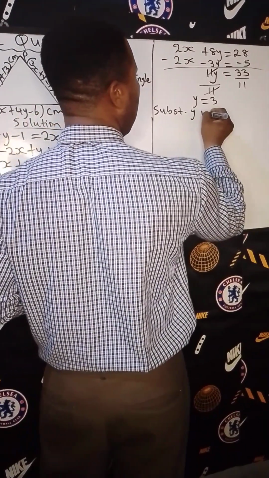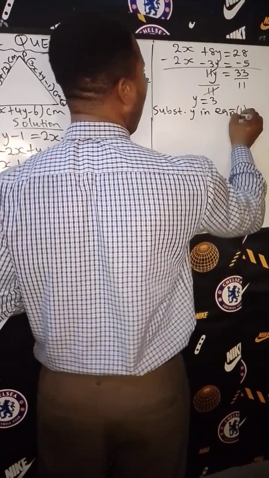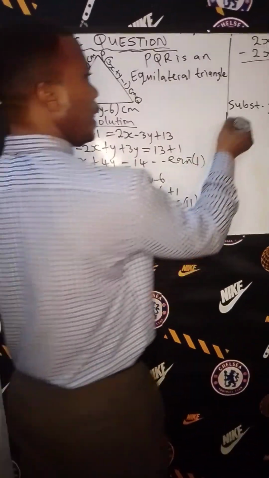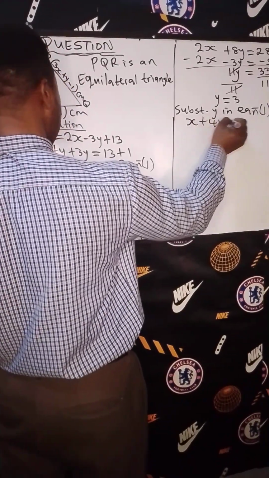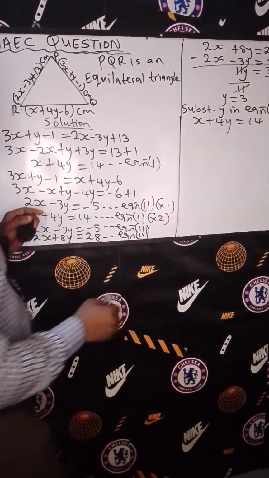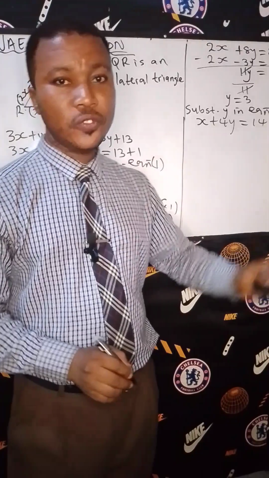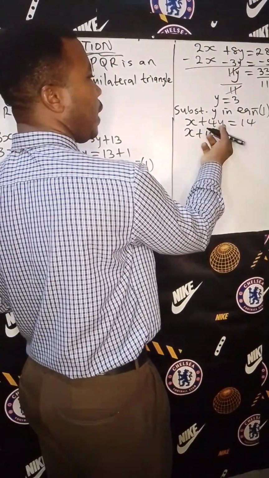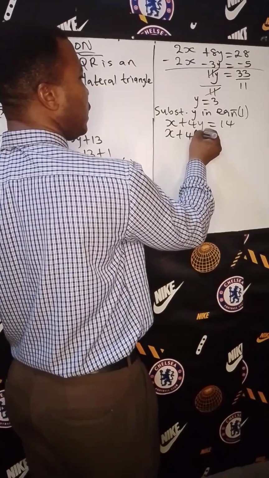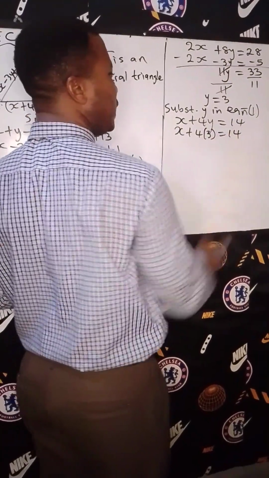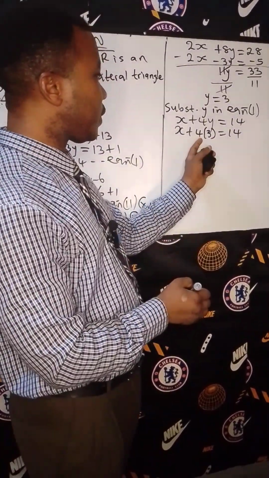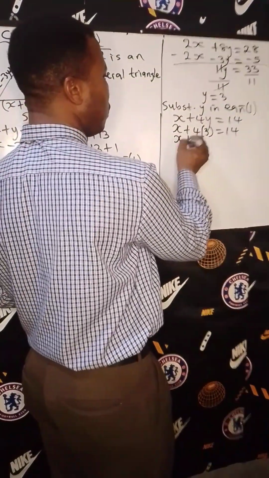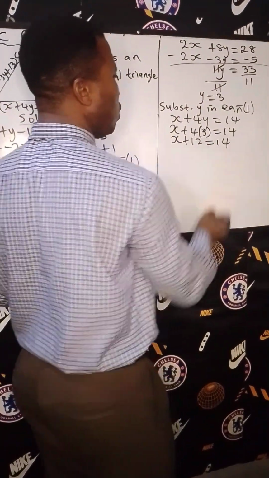So, in equation 1, I'll bring equation 1 out. Okay, remember equation 1 is here: x plus 4y is equal to 14. This is equation 1. So we have x plus 4, and our y here is giving us 3. You put 3 here, is equal to 14. And of course, as you can see here, 4 times 3 is giving us 12. So x plus 12 is equal to 14.